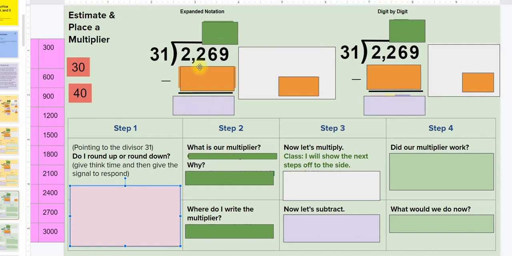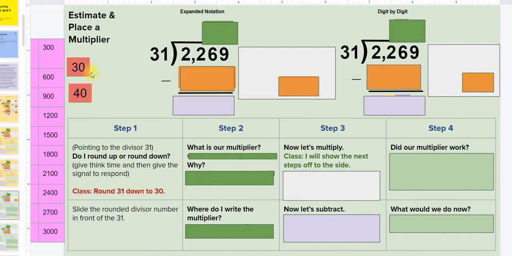So I would say, class, read it with me. 2,269 divided by 31. Class, do I round up or do I round down? Think about it. Class, and the whole class would say round down. I can move my 30 now as my estimated divisor.